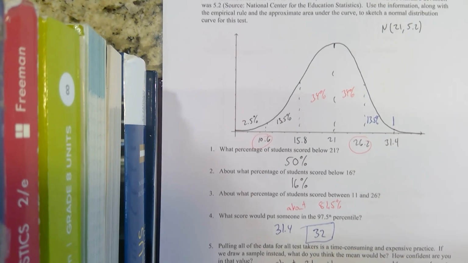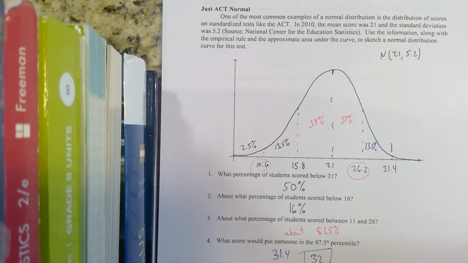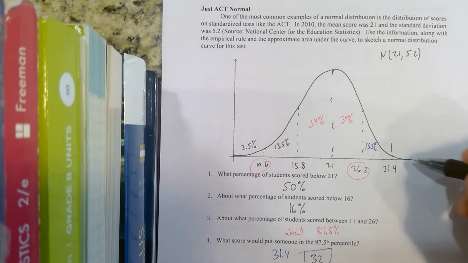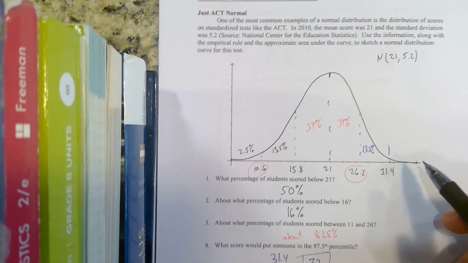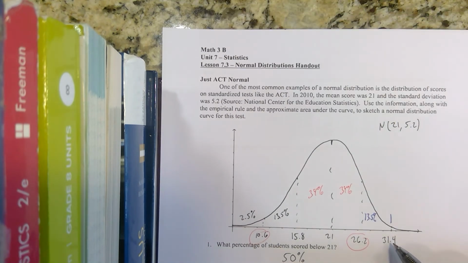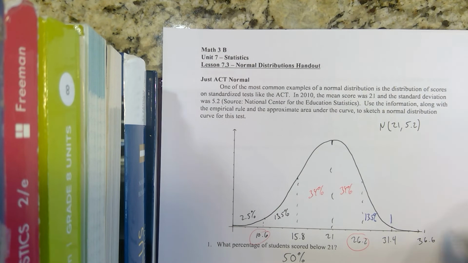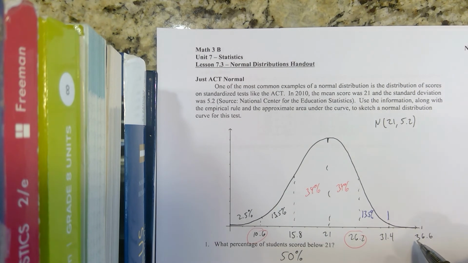Okay, we're going to investigate this more in the next lesson. Notice, if I go one more standard deviation over here, right? I was at a score of 31.4. If I go one more standard deviation, I'm now at a 36.6. If you know anything about the ACT, I'm actually off the table, right? ACT only goes to 36.